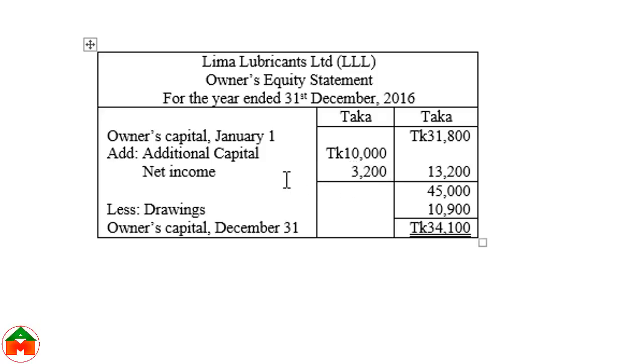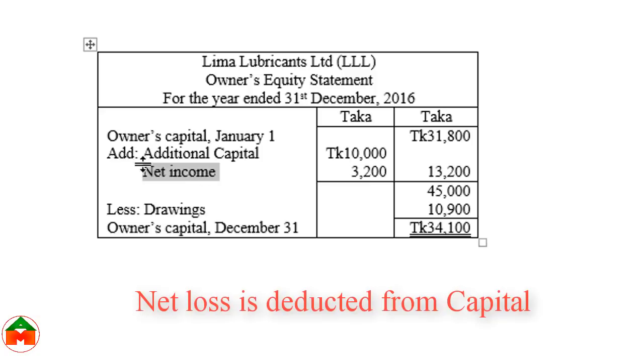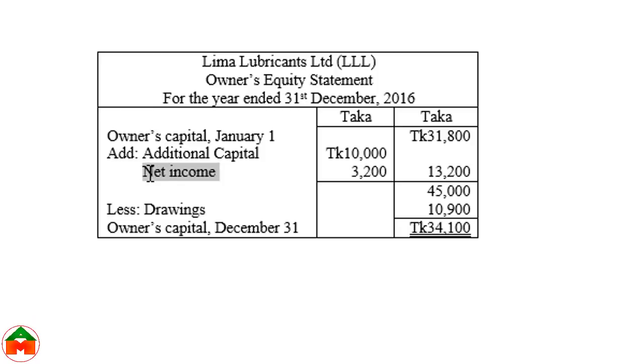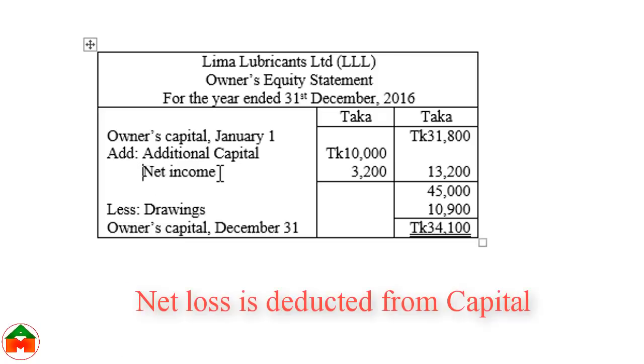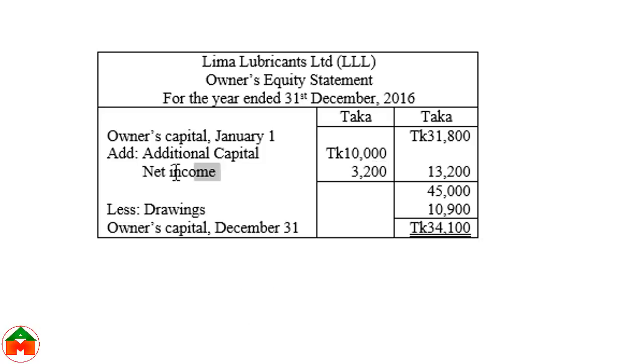For your information, I would like to mention that if there is a net loss, then we will deduct this net loss from the owner's capital. I mean, when we prepare the income statement, if the total expense exceeds the total revenues, then we will get a net loss, and the net loss should be deducted from owner's capital. But in this math, we can see there is a net income from the income statement, so this net income should be added to the opening capital. So this is the opening capital 31,800, this is the additional capital 10,000, and this is the net income 3,200.